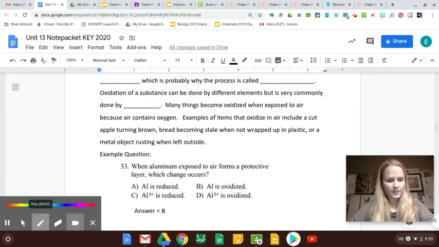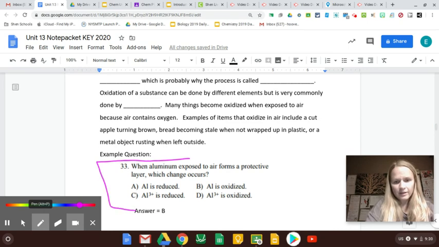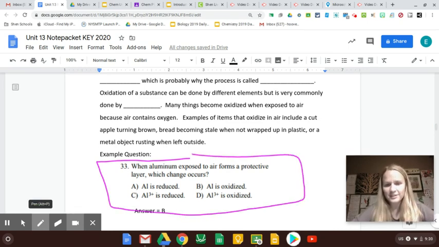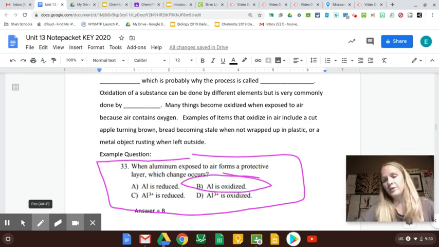So here's just one good example question I found. When aluminum is exposed to air, it forms a protective layer. Like when you leave aluminum out and you see that layer of gook on a metal, what's happening? Well, that is getting oxidized. So when something's left out and exposed and something bad happens to it, or it starts to form some stuff on it, or rust or brown stuff if it's an apple, that's it getting oxidized.